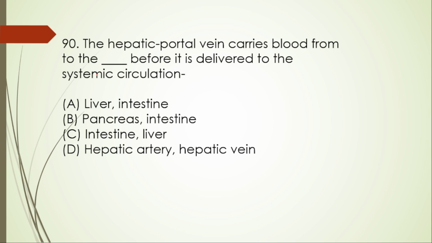Next, 90th question. The hepatic portal vein carries blood from dash to the dash before it is delivered to the systemic circulation. So here: liver, intestine; pancreas, intestine; intestine and liver; hepatic artery and hepatic vein. So here the right option is option C, intestine and liver.